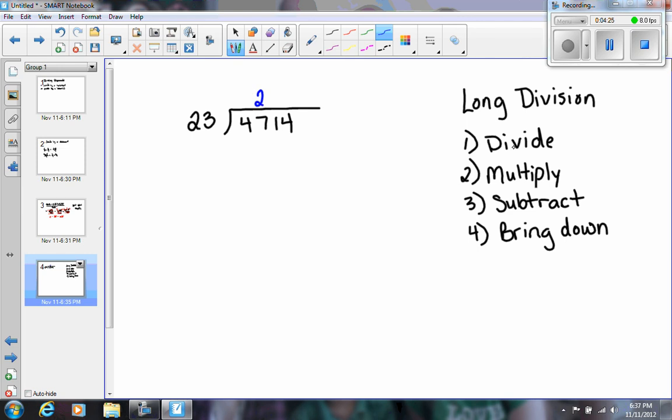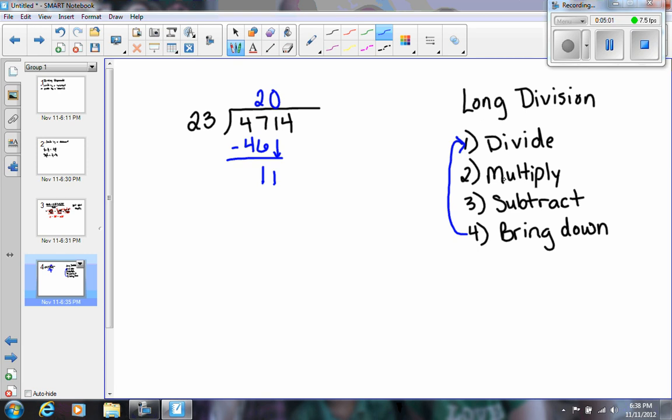So that was the first step, divide. The next step is to multiply. So I'm going to multiply 2 times 23. And when I do, I get 46. So that was the second step. The third step is to subtract. 47 minus 46 is 1. The next step is to bring down, so I bring down a 1. And then, remember, we come back up and we repeat the process. So I would divide. 23 goes into 11 0 times.